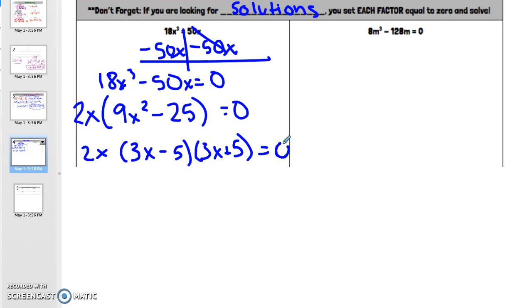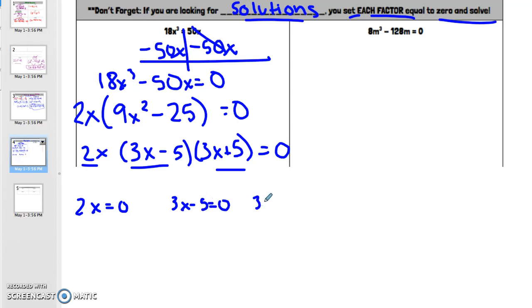So as we said before, these are a little bit different because you're looking for solutions and you have to set each factor equal to 0. You have 3 factors here. So I'm going to have to set 2x equal to 0. We're going to have to set 3x minus 5 equal to 0. And we're going to have to set 3x plus 5 equal to 0.